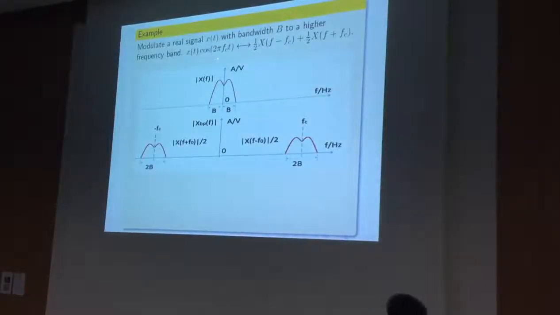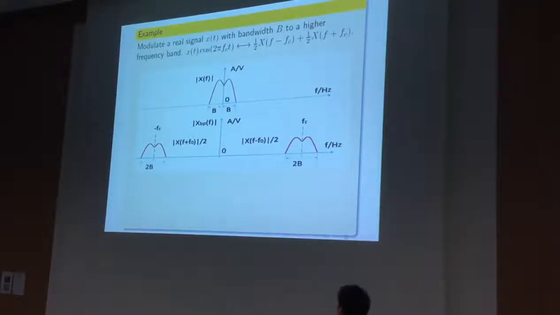So this signal has a bandwidth of B. Then x(t) times cosine 2πfct, we get two terms. This term corresponds to this one, and this term corresponds to this one. When we talk about bandwidth for a baseband signal, we're not talking about from negative frequency to positive frequency. We just consider positive frequency. That means when we say the frequency band of this signal is B, it means from here to here is B, not from here to here, because physically there's no negative frequency at all. So the bandwidth of this one is just B.